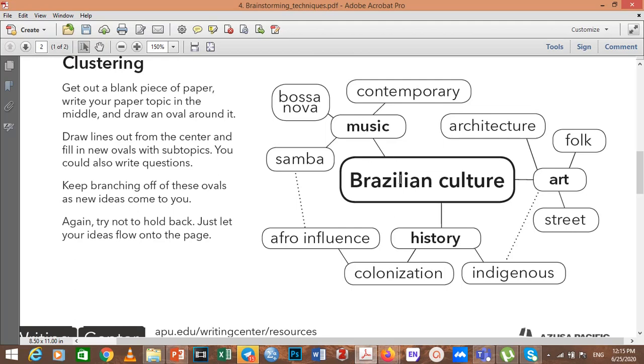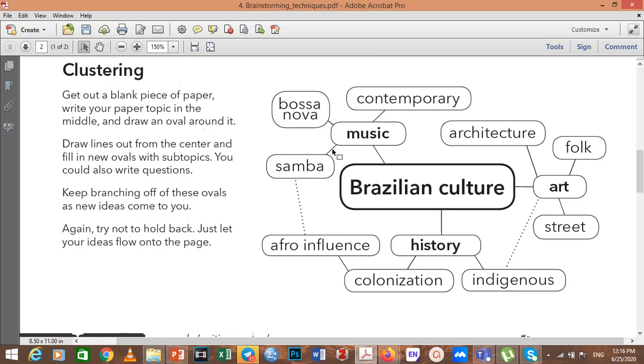So this is the topic, Brazilian culture. And then you think, okay, what about Brazilian culture do you want to talk about? You talk about music, art and history, right? In history, what do you want to talk about? Colonization, indigenous. How about art? You want to talk about folk, hip hop, street, architecture, contemporary music, bossa nova and samba music, Afro influence. So these are the things that you come up with when you talk about Brazilian culture. So you can map it. In other words, we can say mapping, but in this paper we call it clustering.